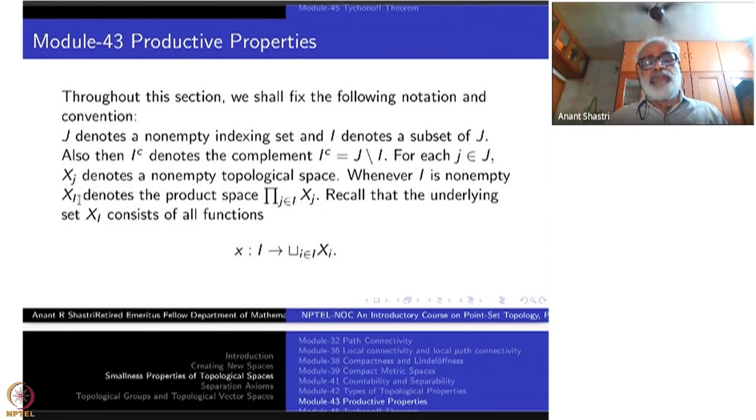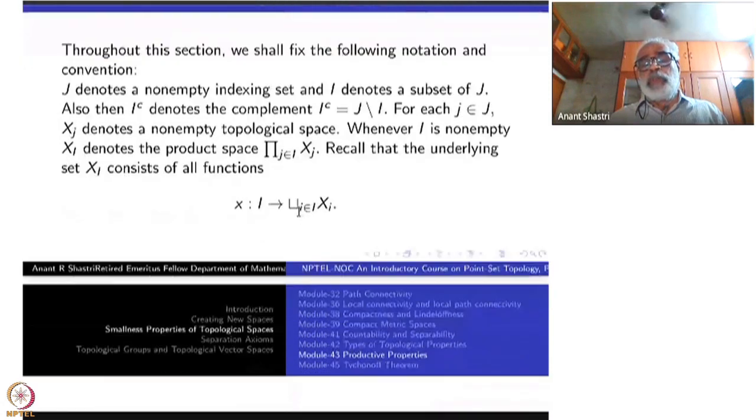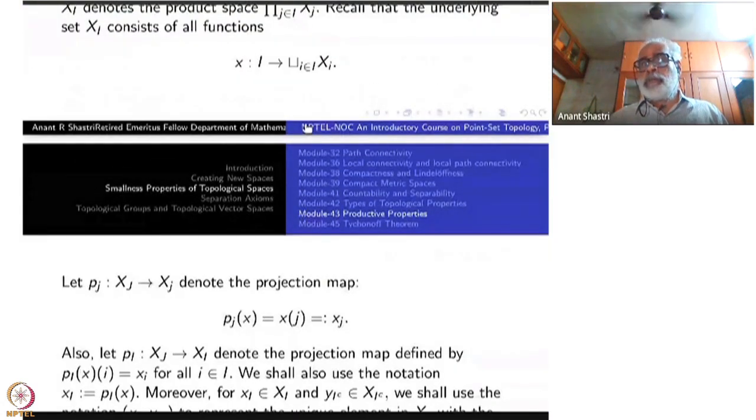This I here, the suffix I, is the indexing set. Remember, I use X^I, superscript I, only when all the X_j's are equal to X. So that's a different notation, and I am not going to use that one here at all. The underlying set of X_I, I want to recall, consists of functions x. I will call it an element of the product, but it's a function, from the indexing set I to the disjoint union of all these sets X_i. Any function like this will be an element of this product. So that is the underlying set.